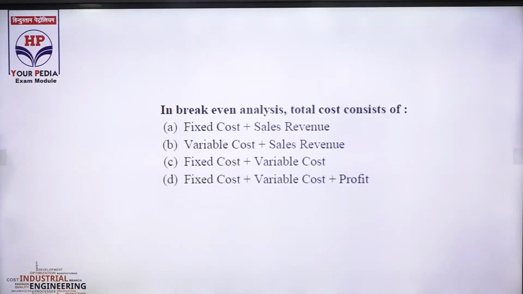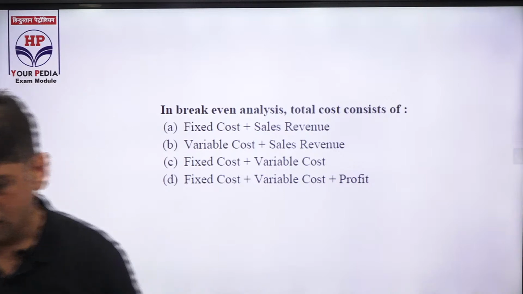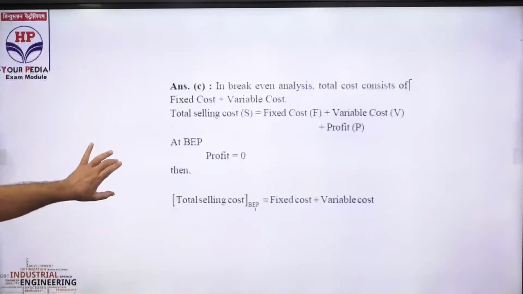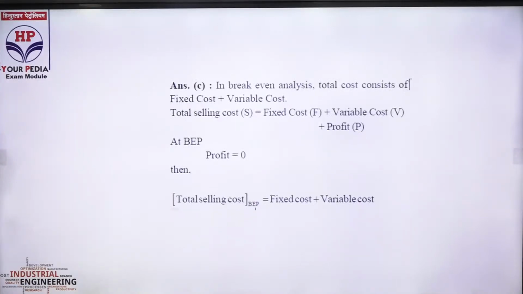Break even analysis: total cost consists of what? This is a very simple question, but that is how the questions are being asked in the HPCL exam. You may be surprised to see last year's paper, very simple questions are also asked. You should not make any mistake, right? So this is fixed cost plus variable cost. Profit is basically not part of that, but total sales includes the profit as well. The profit is in the sale.